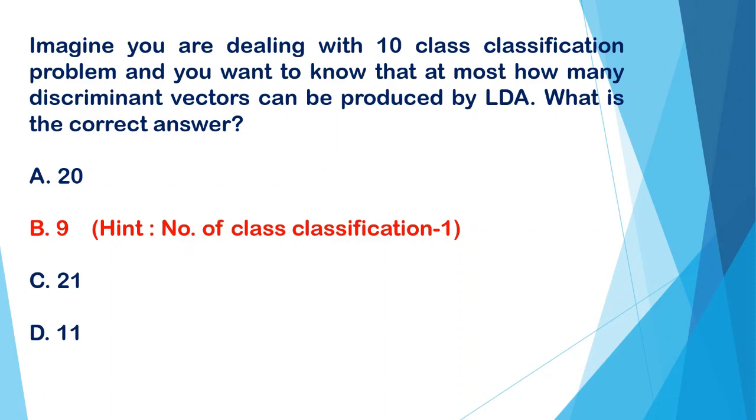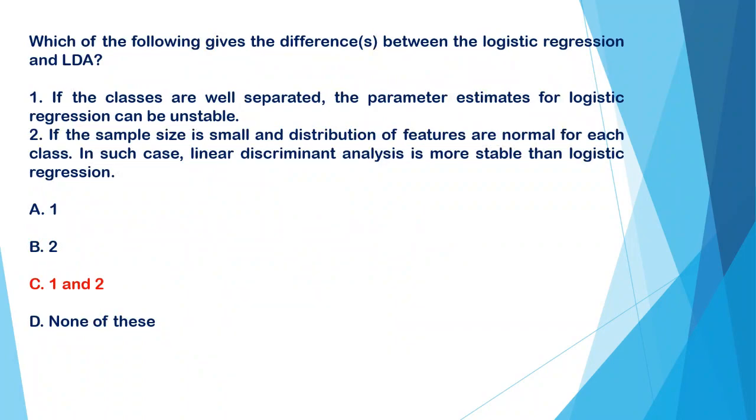Imagine you are dealing with a 10 class classification problem and you want to know at most how many discriminant vectors can be produced by the LDA. What is the correct answer? A 20, B 9, C 21, D 11. And the correct answer is the number of class classification minus 1. यानी जितने क्लास क्लासिफिकेशन आपको दे रखे हैं उनमें से एक माइनस कर दीजिए तो आपको नंबर ऑफ डिस्क्रिमिनेंट वेक्टर्स पता लग जाएंगे. तो क्योंकि 10 दे रखे हैं नंबर ऑफ क्लास क्लासिफिकेशन तो एक सब्ट्रैक्ट किया तो करेक्ट आंसर इज 9. सो बी इज द करेक्ट ऑप्शन.